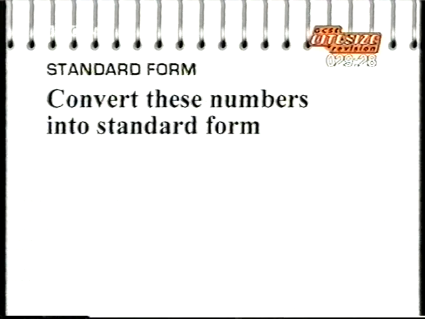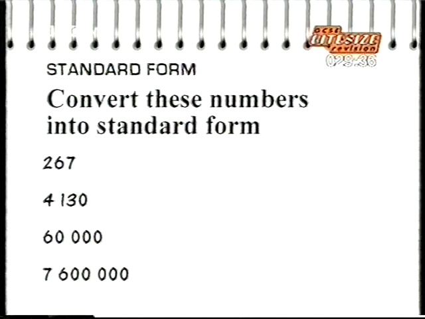Convert these numbers into standard form: 267, 4,130, 60,000 and 7,600,000. To convert these numbers into standard form, their number part needs to fall between 1 and 10, compensated by being multiplied by a power of 10.